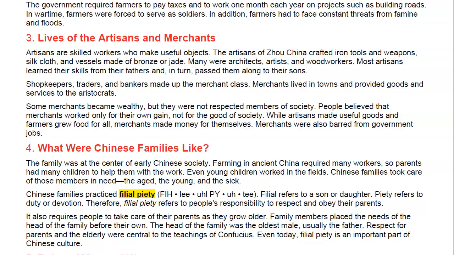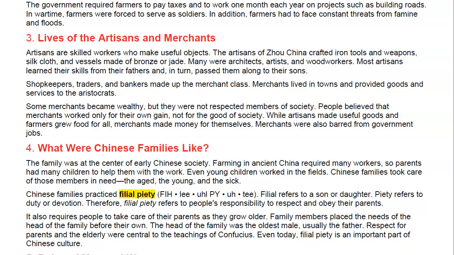Chinese families practice filial piety. Filial refers to a son or daughter. Piety refers to duty or devotion. Therefore, filial piety refers to a person's responsibility to respect and obey their parents. It also requires people to take care of their parents as they grow older.